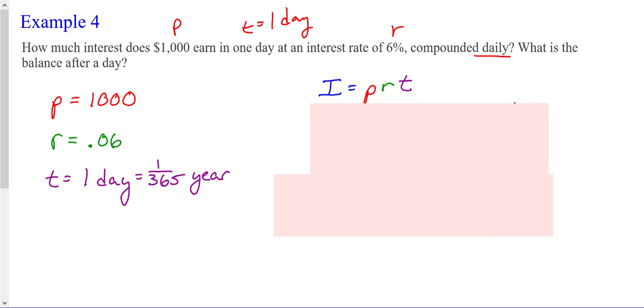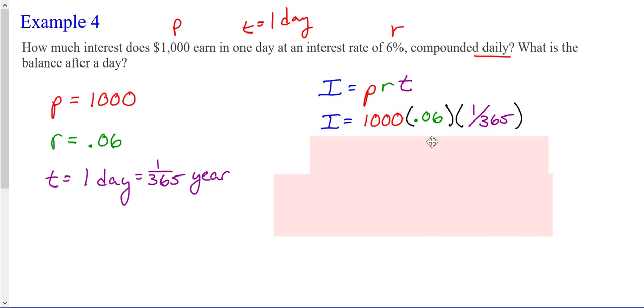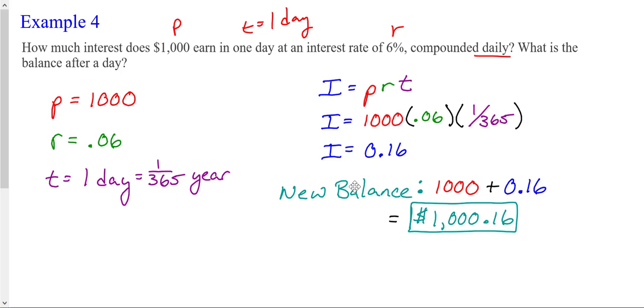We'll fill in our simple interest formula using our variables and our 1 over 365. And we get interest of 16 cents. Add that back into our principal of $1,000. So you earned 16 cents interest in 1 day.